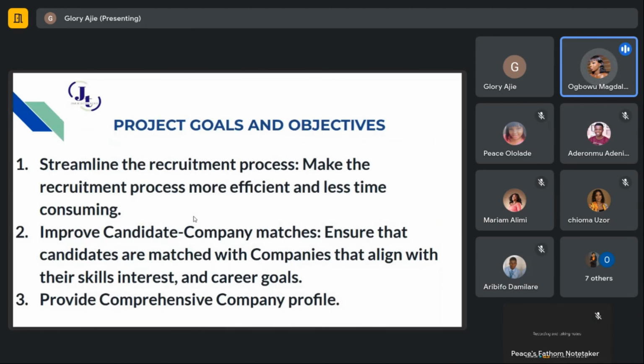So the goals and objectives of Hire a Techie is to streamline the recruitment process. This is to make the recruitment process more efficient and less time consuming.